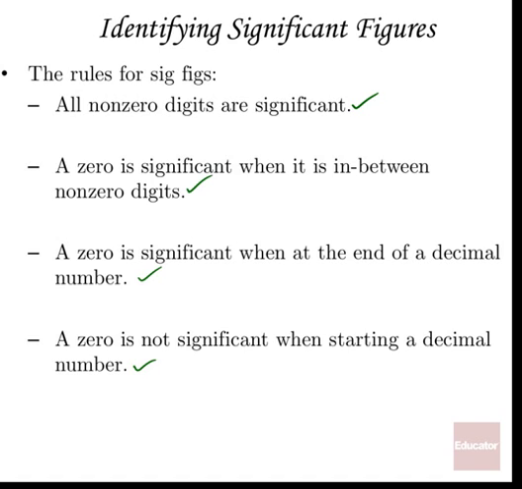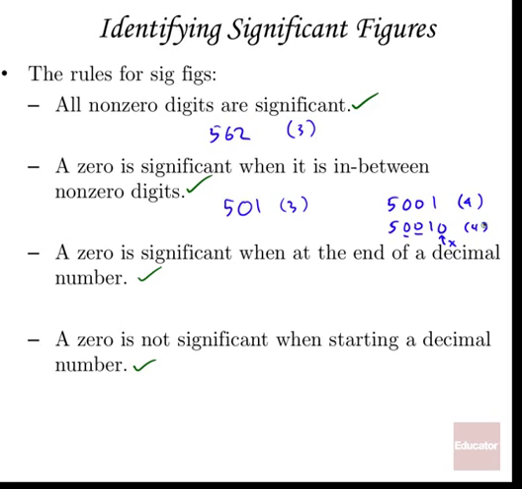So let's take a look at a couple examples. All non-zero digits are significant. So for example, 562, we have a grand total of 3 sig figs because none of them are zeros. A zero is significant when it is in between non-zero digits. So something like 501, this is 3 sig figs. The zero counts because it's in between non-zero digits. 5001, both zeros count because they are in between non-zero digits. How about 50010? Only the 2 zeros count here because they're in between non-zero digits. This last zero here does not count.